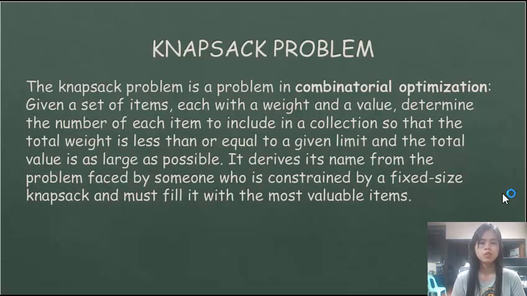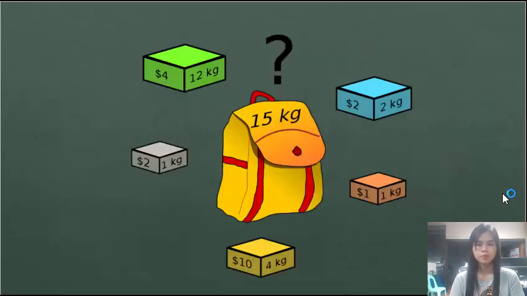The knapsack problem is a problem in combinatorial optimization. Given a set of items, each with a weight and a value, determine the number of each item to include in a collection so that the total weight is less than or equal to a given limit and the total value is as large as possible. It derives its name from the problem faced by someone who is constrained by a fixed size knapsack and must fill it with the most valuable items.